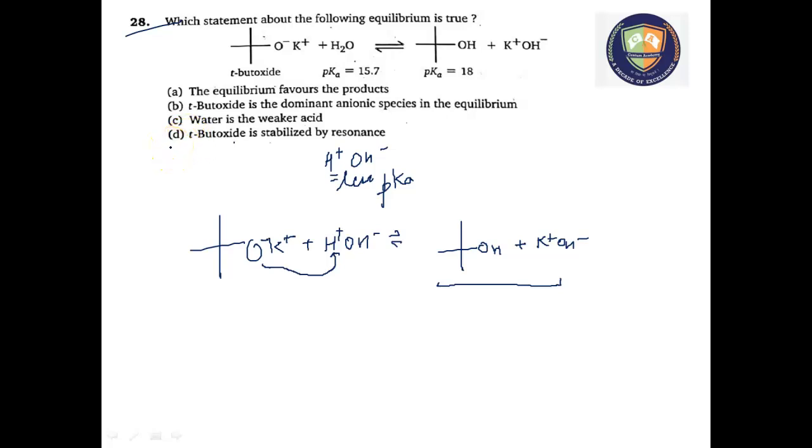Let us see option D: tertiary butoxide is stabilized by resonance. The structure of tertiary butoxide is given here. It is not stabilized by resonance, since the carbon is attached to three methyl groups and the O negative. There is no resonance like you observe in phenoxide or carboxylate ion. So the only correct option is option A: the equilibrium favors the products. Is it clear?